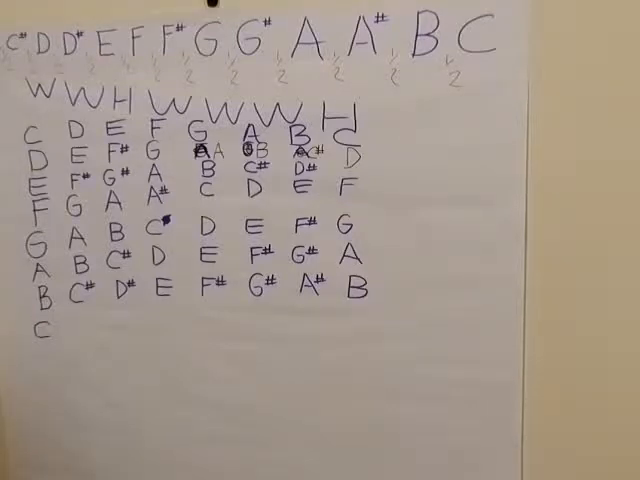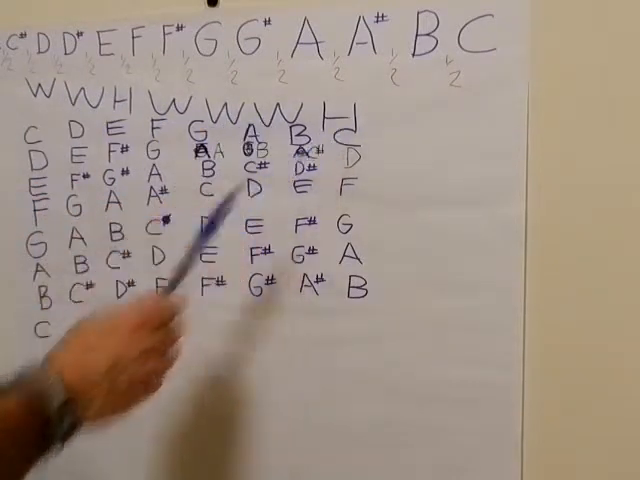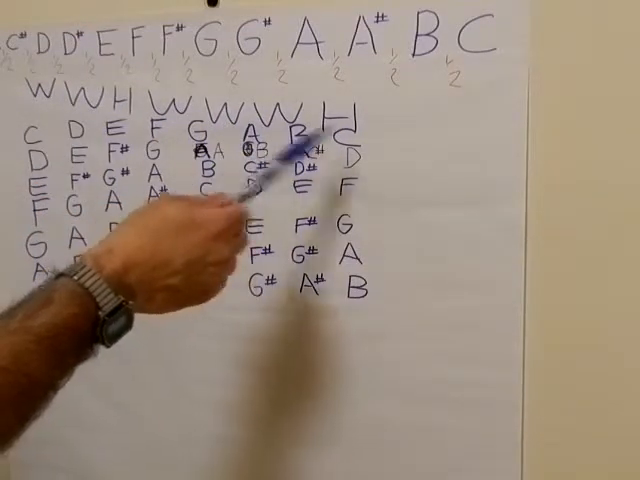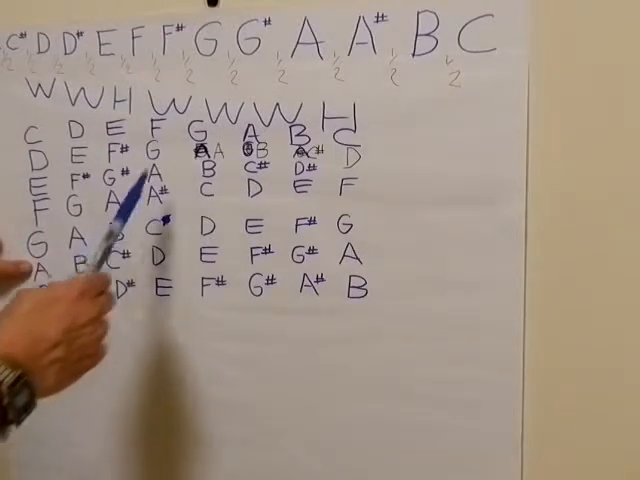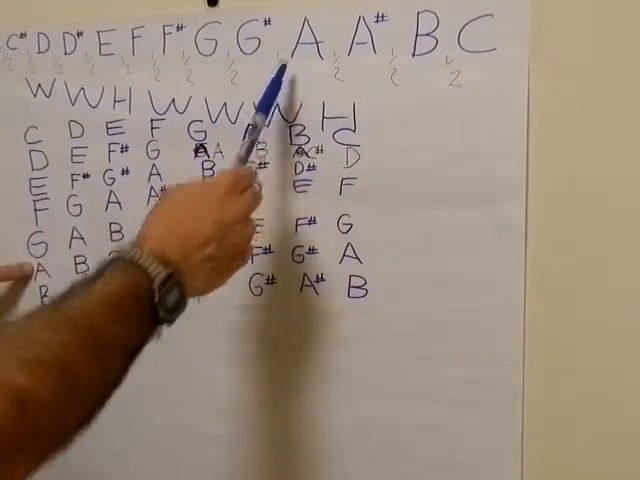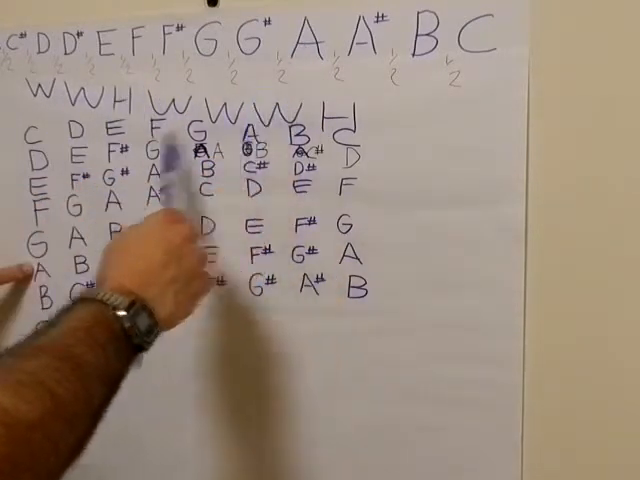Okay, let's do the key of A. Remember the pattern of whole, whole, half, whole, whole, whole, half. And you can see I made some mistakes as I was trying to do this in my head, but all right, let's do the key of A. A starts off over here, and you want to go with the pattern of whole, whole, half.